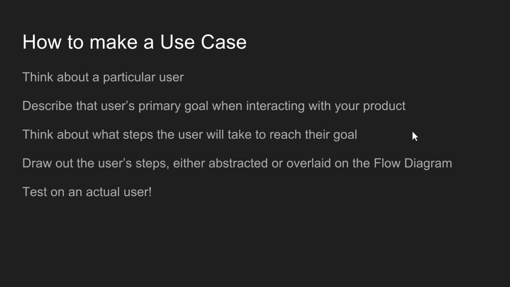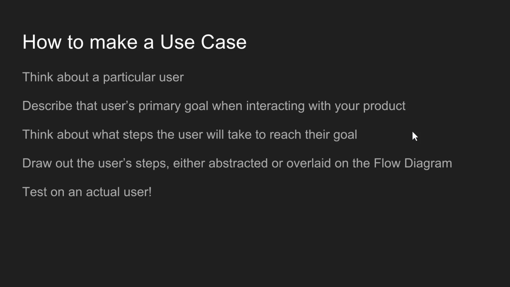When you're making a use case, you want to start by thinking about a particular user. Who is that user and what is their primary goal? And then think about what steps that user will take to reach their goal when they're interacting with your interface. Then you draw out the user's steps, either in an abstracted view or overlaid on the flow diagram by highlighting which arrows they'll be following.